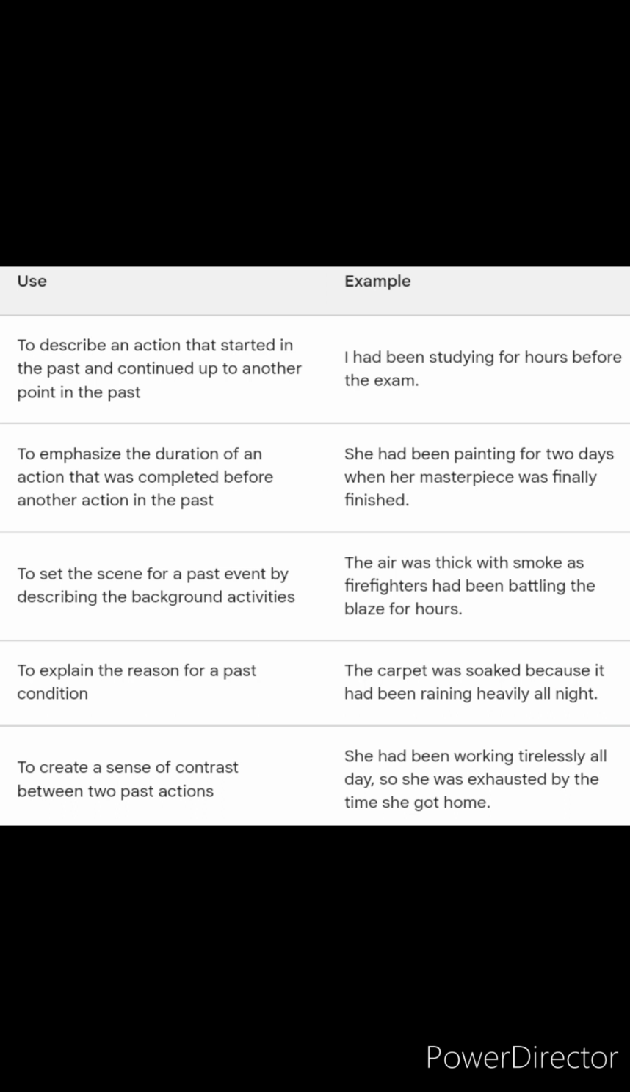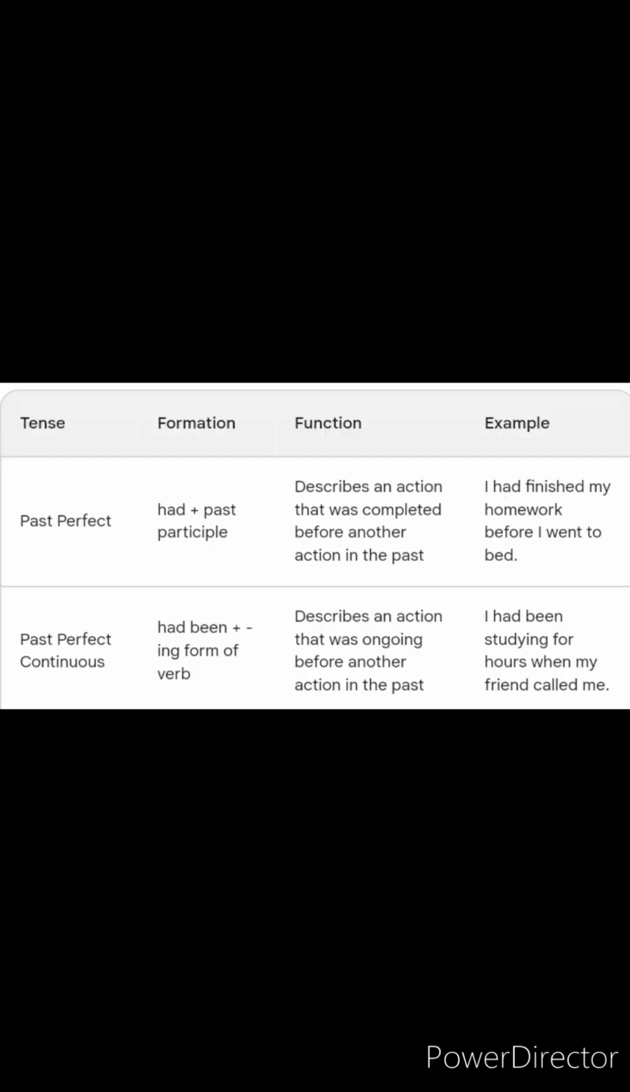To explain the reason for a past condition, the carpet was soaked because it had been raining heavily all night. To create a sense of contrast between two past actions, she had been working tirelessly all day, so she was exhausted by the time she got home. Here, the simplest difference table given of the two tenses past perfect and past perfect continuous tense. It summarizes the use of the two tenses in an easy method.